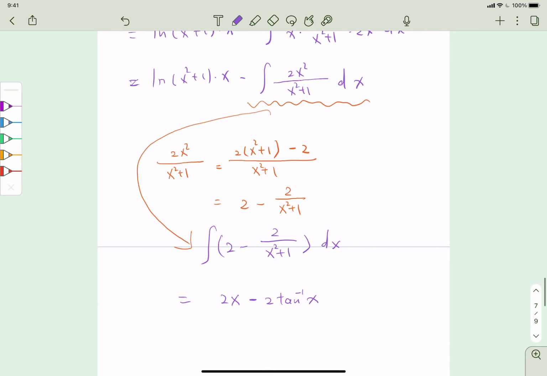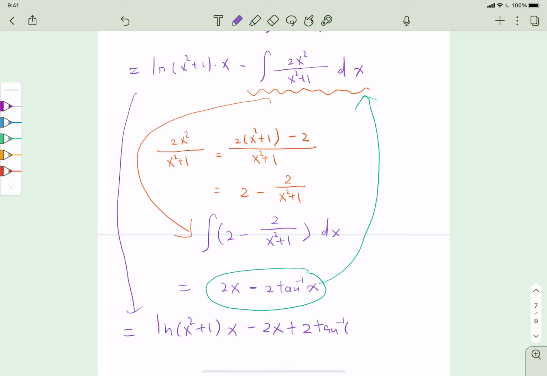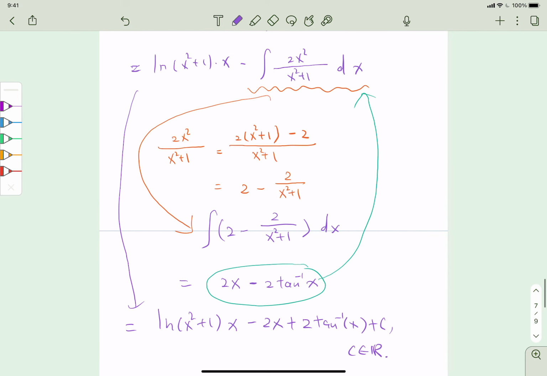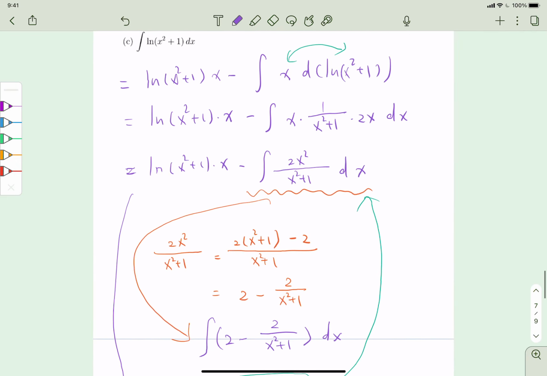Okay, and finally we plug this back into the previous expression. And the final answer is ln of x squared plus 1 times x minus 2x plus twice tangent inverse x plus c, where c is any constant. Okay, so that is our question C. A little bit technical stuff in between after the integration by parts.